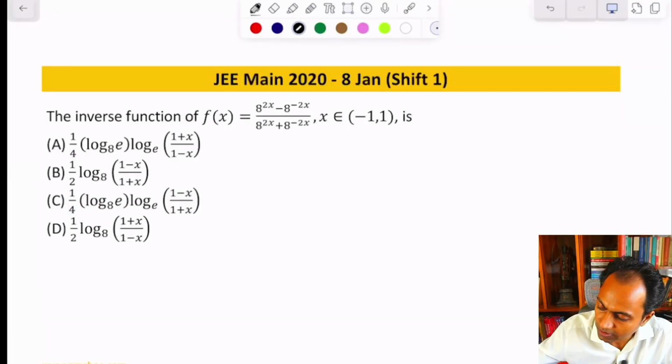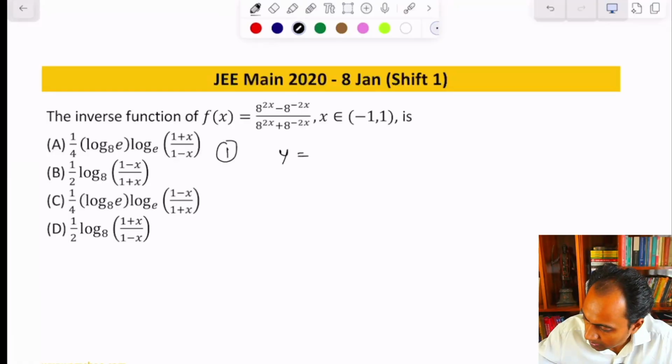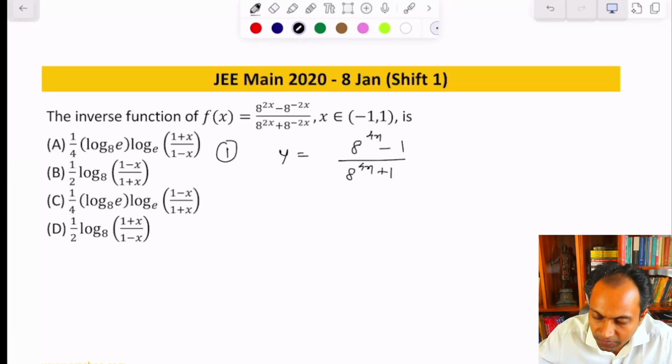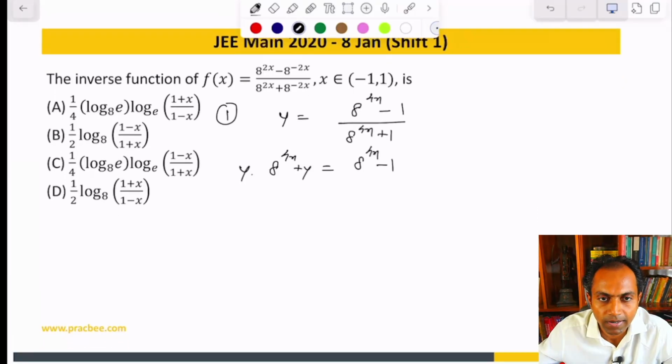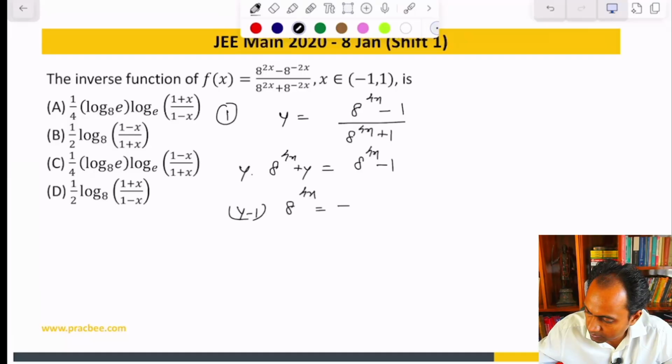Again in this question, we'll use the same technique as what we used earlier. So we'll take this function as y and simplify this as 8 raised to the power 4x minus 1 by 8 raised to the power 4x plus 1. What we have done is we have multiplied and divided by 8 raised to the power 2x. Once done, I can cross multiply, and it becomes y into 8 raised to the power 4x plus y is equal to 8 raised to the power 4x minus 1. And now I can take this on the left hand side. So it becomes y minus 1 into 8 raised to the power 4x, and y on the left hand side is minus y minus 1.